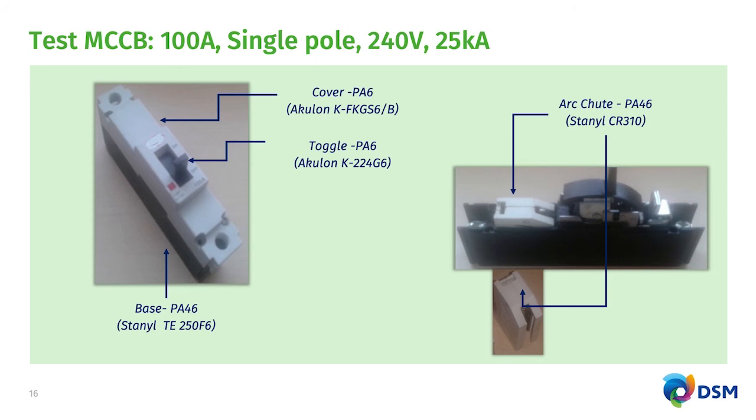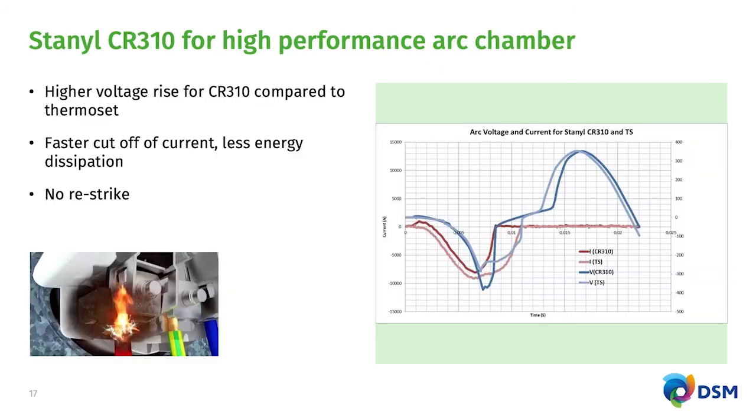We have taken a single pole MCCB, 100 amp, 25 kiloamp short circuit performance, and replaced on the bottom right the arc quenching chamber, which was made out of thermoset. We replaced it by Stenil CR310 and did various short circuit tests. For the rest, we did not change anything in the device. Here you see the graphs of this short circuit performance. In the dark blue line, you see the voltage curve of the Stenil CR310, and in the light blue curve, you see the voltage curve of the thermoset.